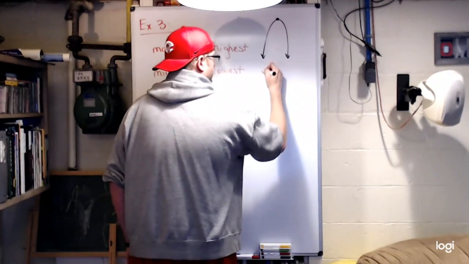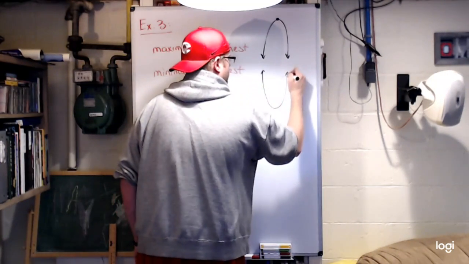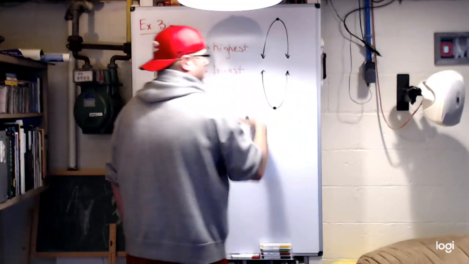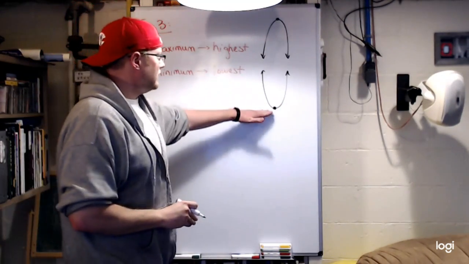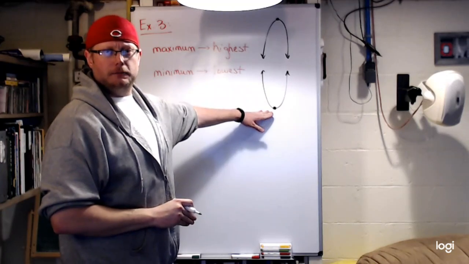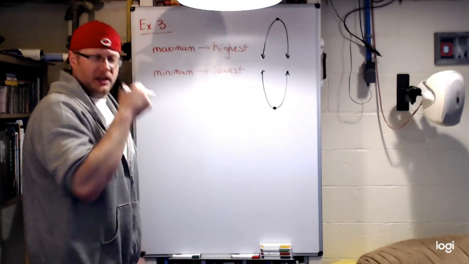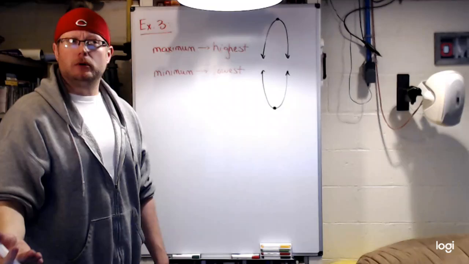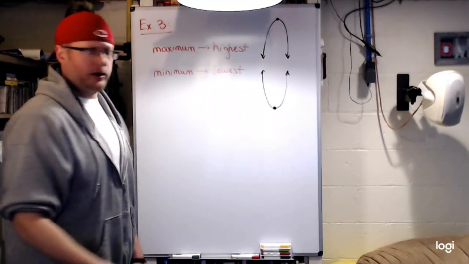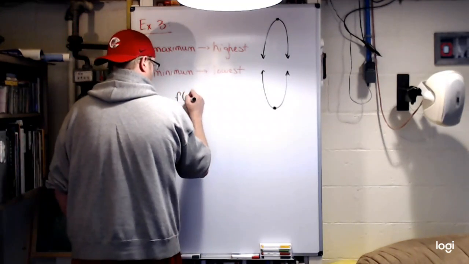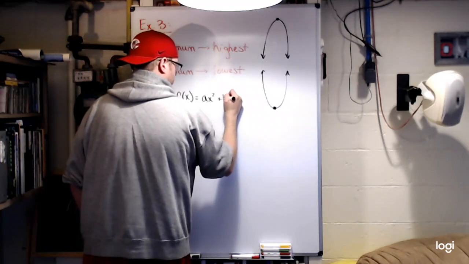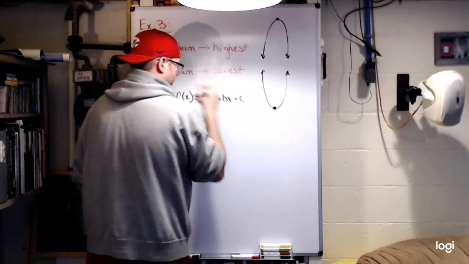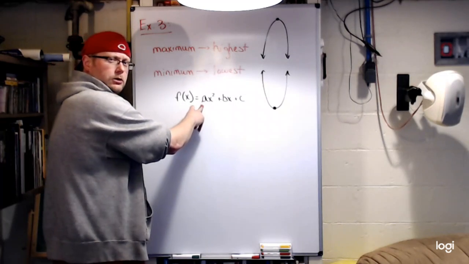Your minimum would be a parabola like this. If it dropped down, changed directions, and came back up, that's your minimum. That's your lowest point. Okay? Well, if we're talking about a quadratic in standard form, f of x equals ax squared plus bx plus c, we need to look at a.